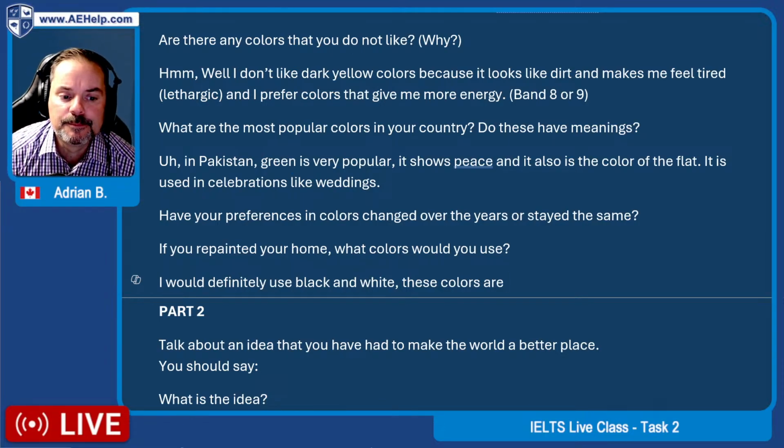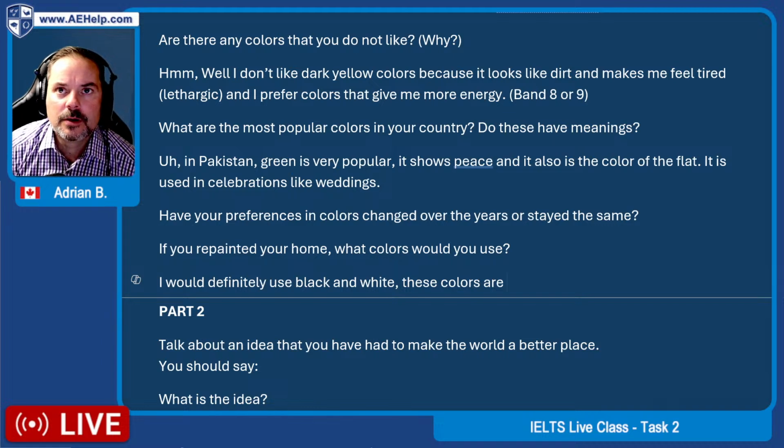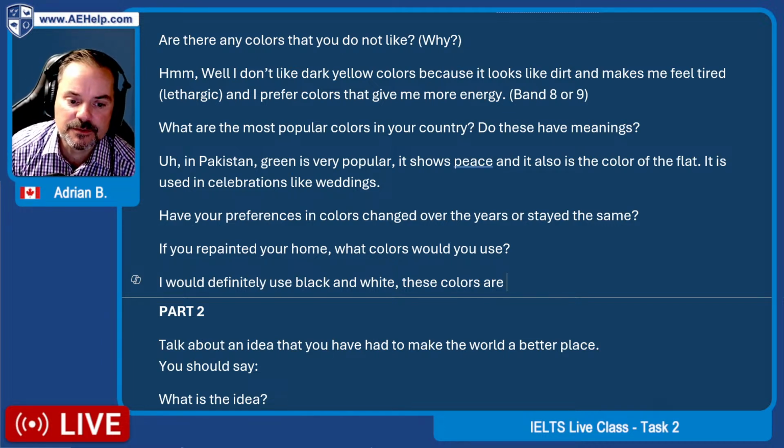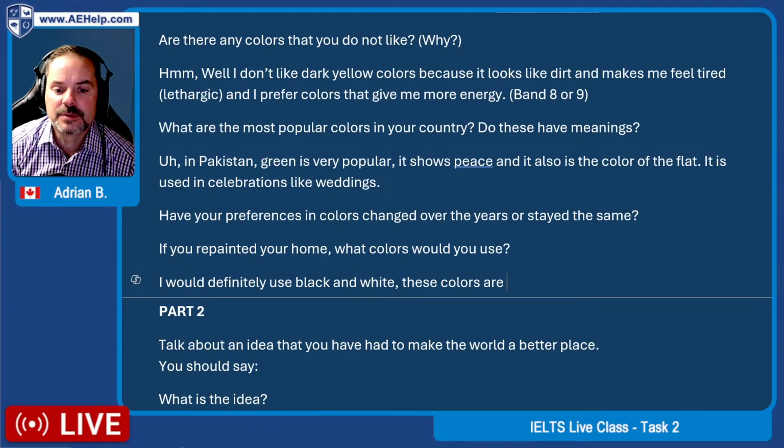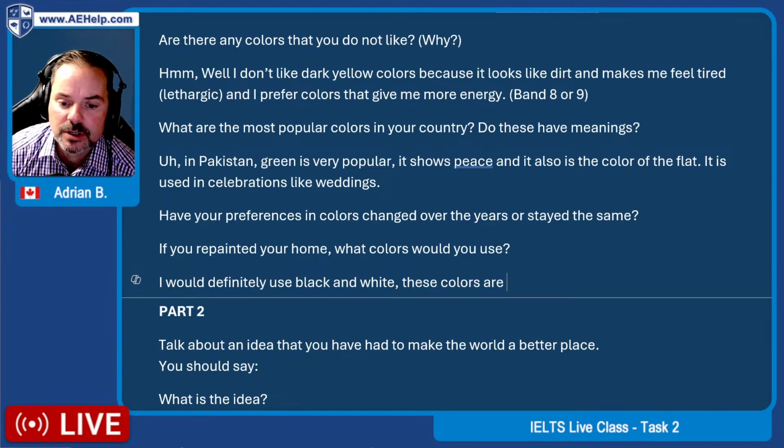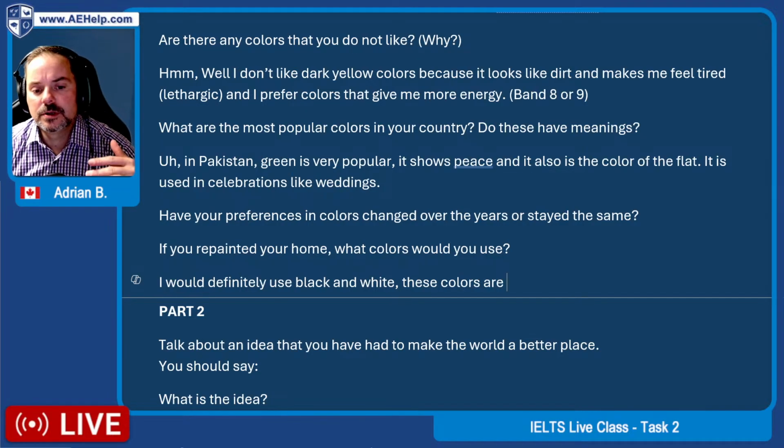In the conditional, I always recommend to use the condition. So I said, if you repainted your home, what colors would you use? You said I would definitely use white and black. These colors are clean, make the home look modern and bright. So really good answers. I would use the condition.